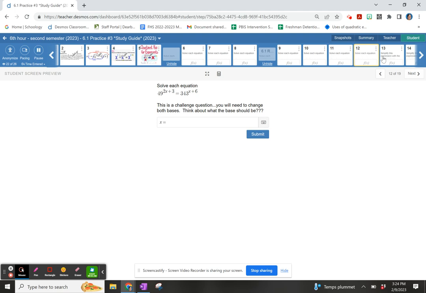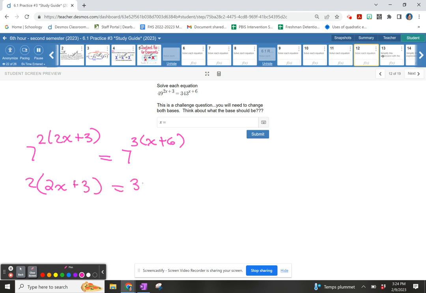Slide 12, this was a challenge question. The base would be 7. So 49 would be 7 squared, but it already has an exponent of 2x plus 3. 343 is 7 to the third power, but it already has an exponent, so you just use parentheses. And then now that they have the same base, you can write down the exponents as part of the problem, distribute, and now it becomes a problem like we're used to.